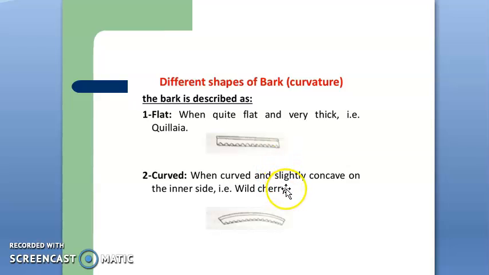Second, curved bark. When the bark is removed from the small branches, due to the shrinkage of the soft tissue it tends to curve, forming a concavity on the inner side, yielding curved pieces. That is the curved bark. Examples are wild cherry and cassia bark.